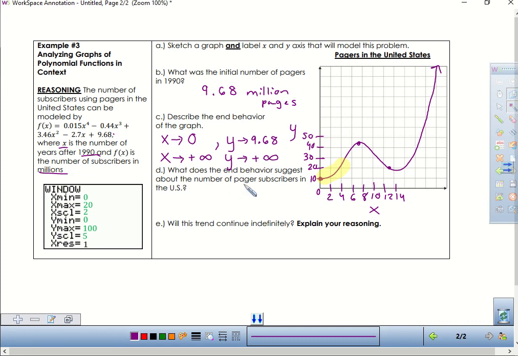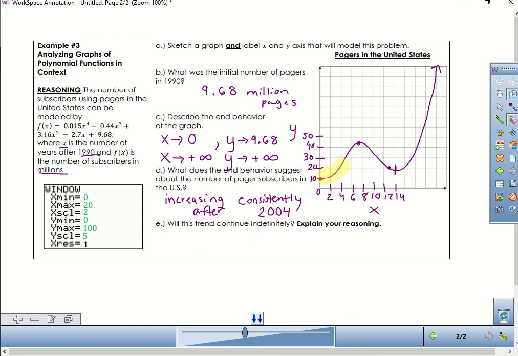What does the end behavior suggest about the number of pager subscribers in the US? Increasing consistently after about here. That's at about 14. So 1990 plus 14 would be 2004. Okay, so we have that. That should have been here, not there, sorry.